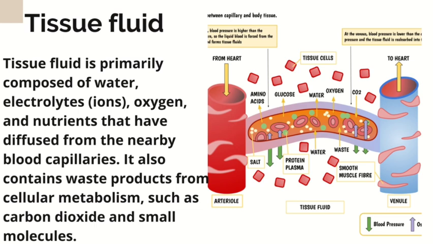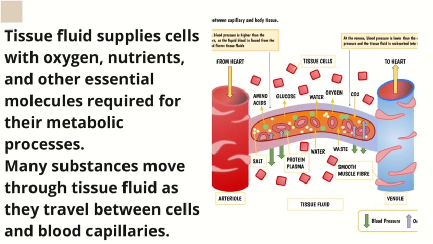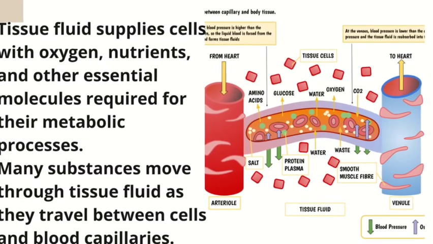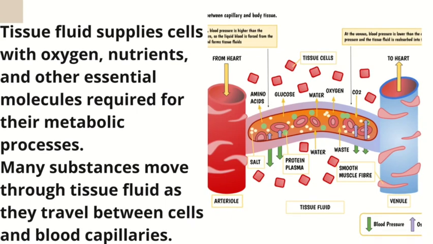Tissue fluid supplies cells with oxygen, nutrients and other essential molecules required for their metabolic process. It also collects waste products such as carbon dioxide and metabolic byproducts from the cells, and helps in removing them from the tissue. The tissue fluid acts as a medium for the exchange of gases like oxygen and carbon dioxide between blood capillaries and body cells.